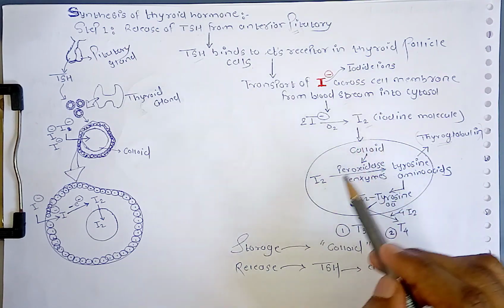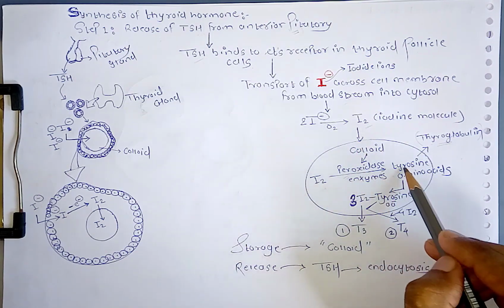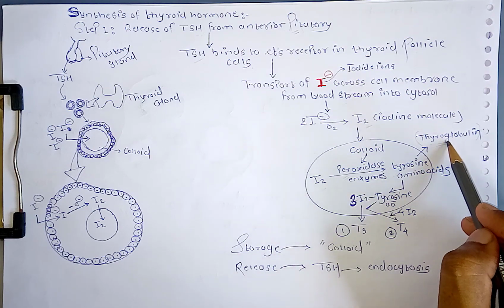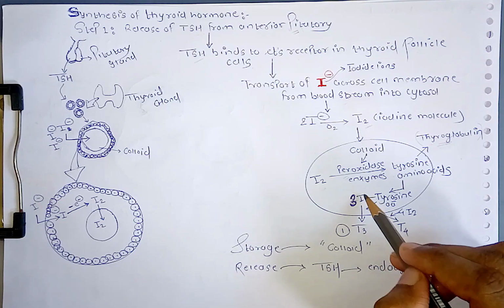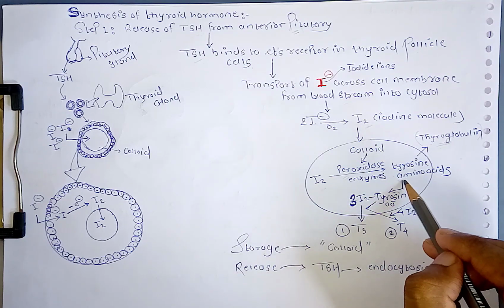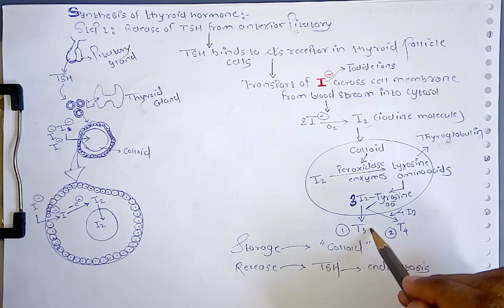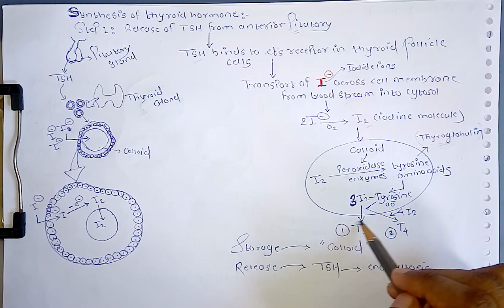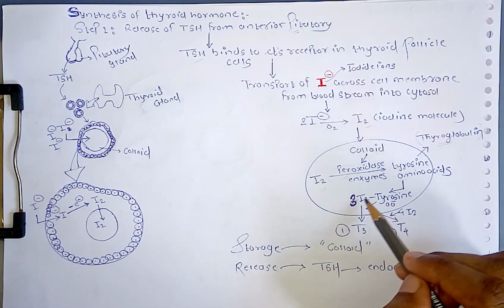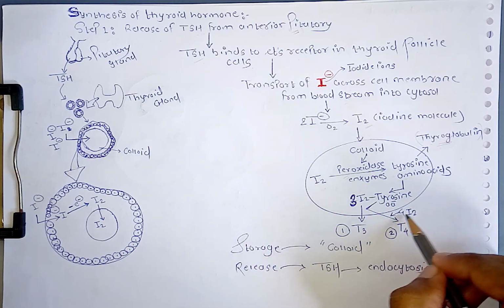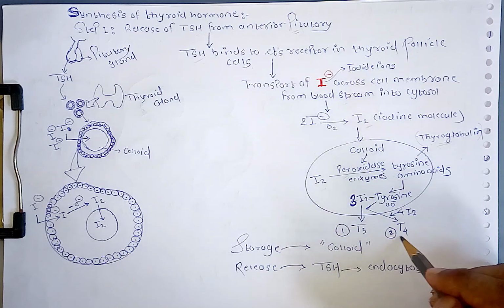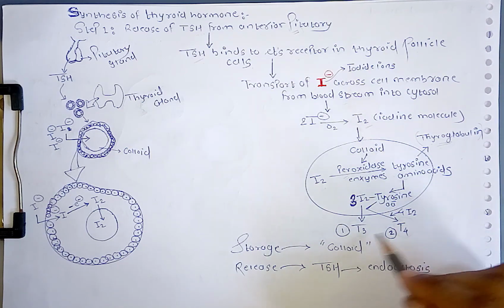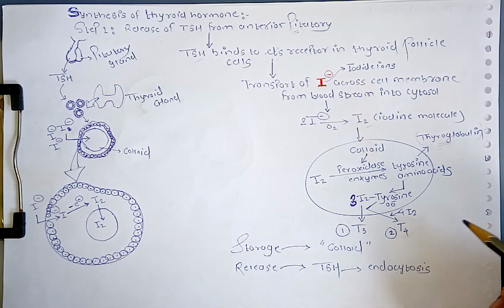So in the colloid, this iodine binds to the tyrosine amino acid group of the thyroglobulin, and when three iodine molecules bind to the tyrosine amino acids, it is called triiodothyronine. And when four iodine molecules bind to the tyrosine amino acids, it will form tetraiodothyronine, that is thyroxine. And this is the process of synthesis of the thyroid hormones.